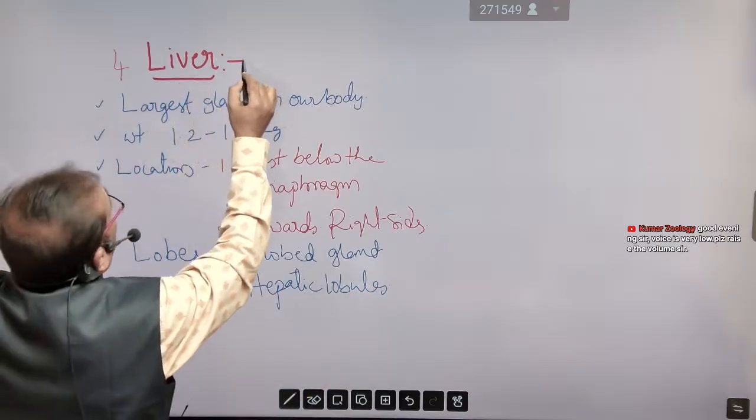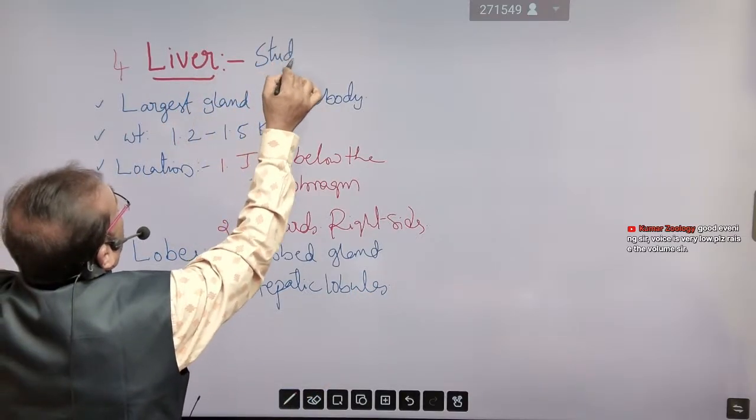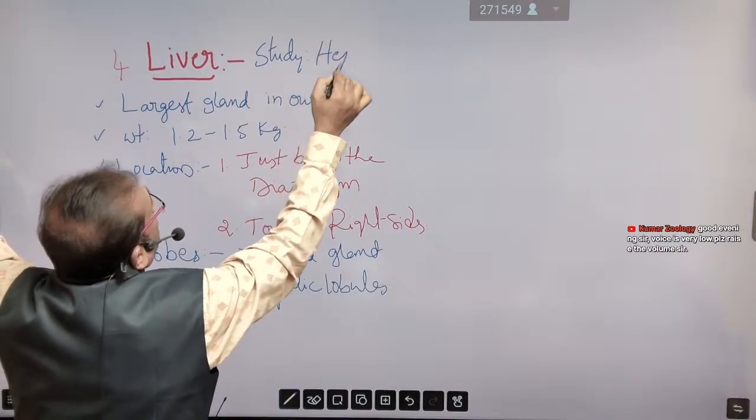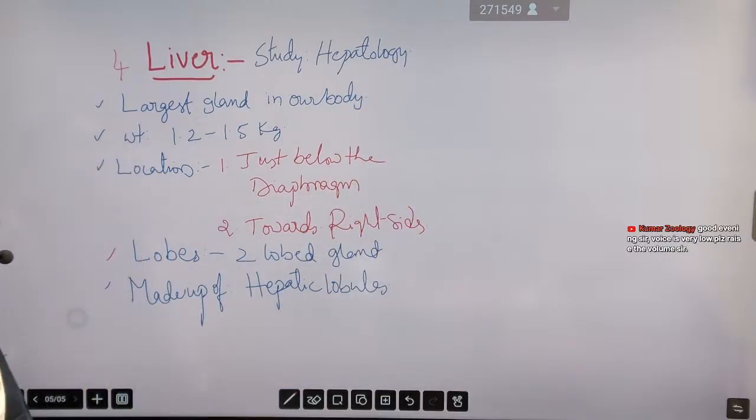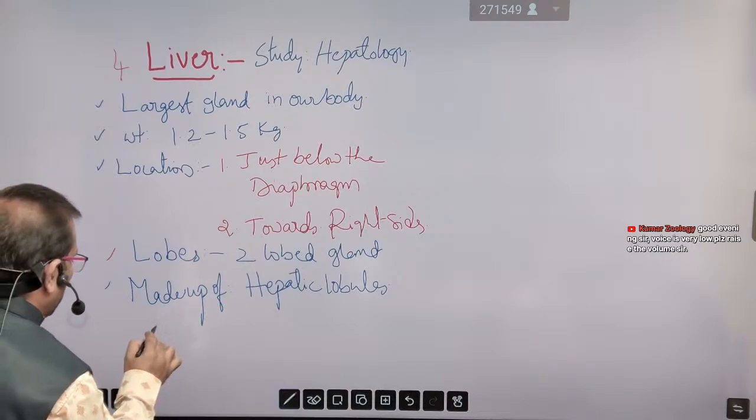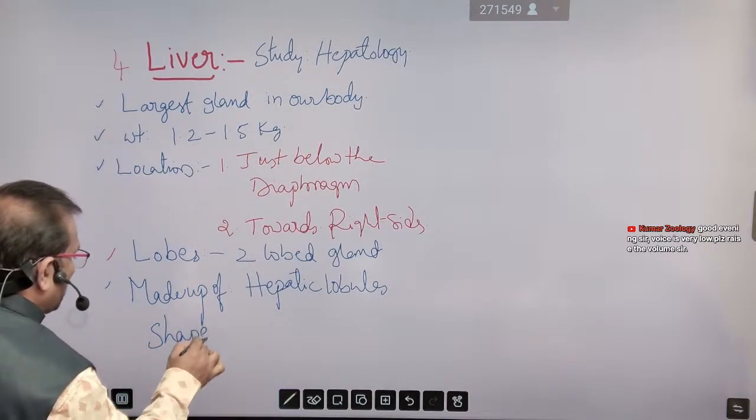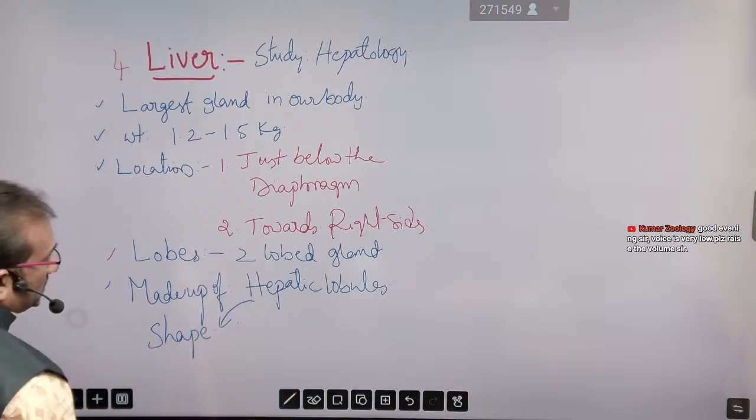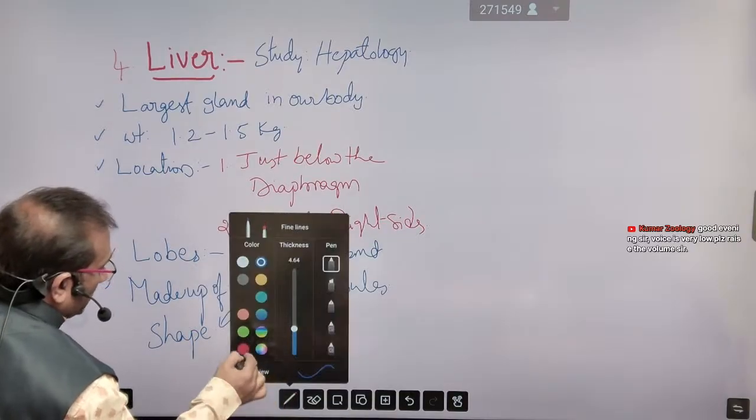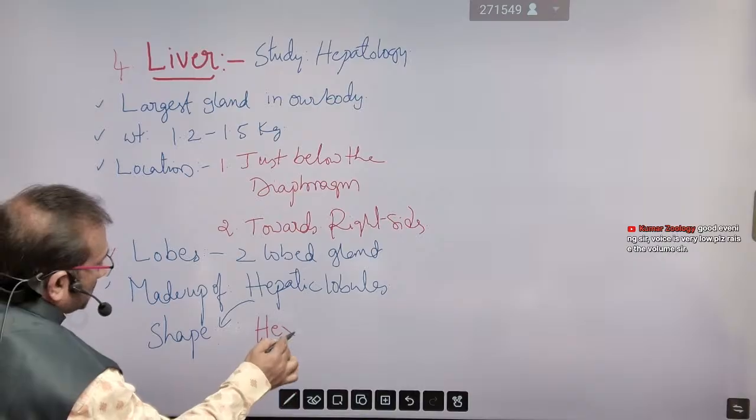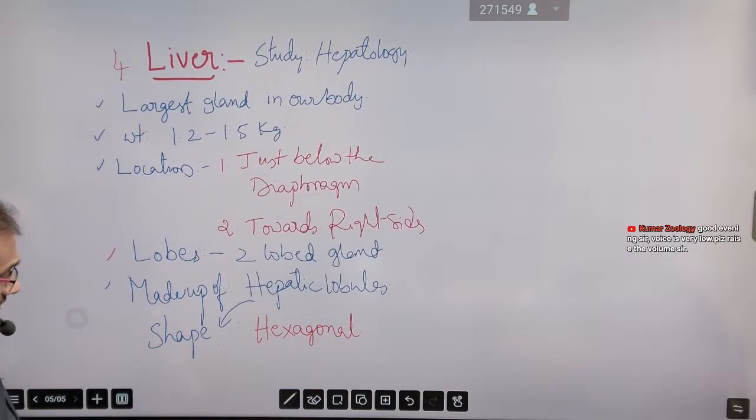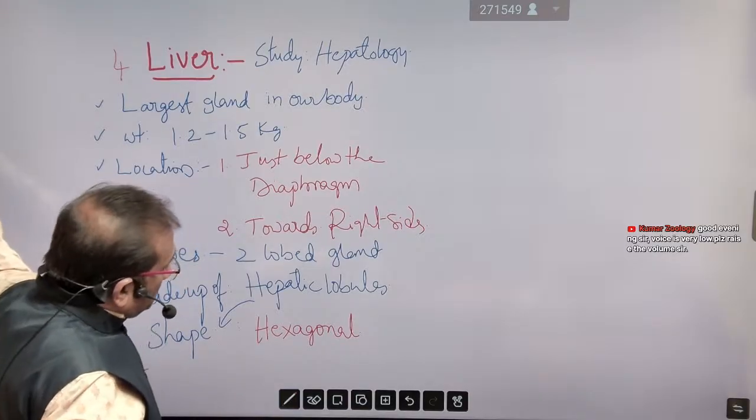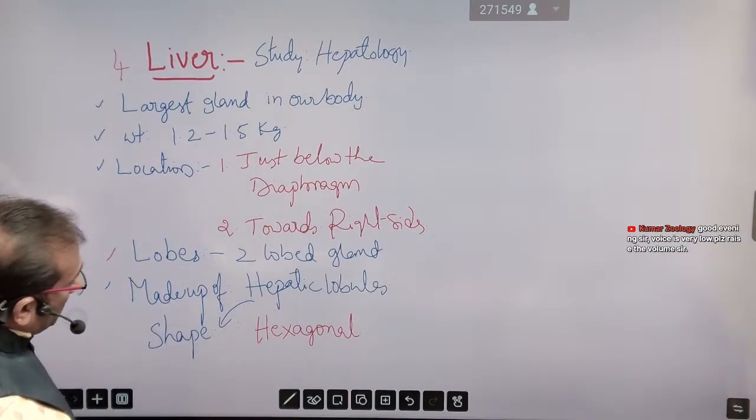The study of liver is known as hepatology. Liver is made up of hepatic lobules. The shape of the hepatic lobules is hexagonal. Hexagonal means like benzene: 6 faces are present, so it's called hexagonal.